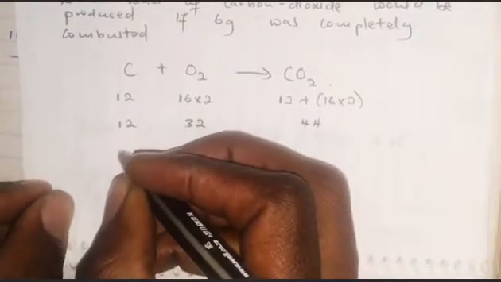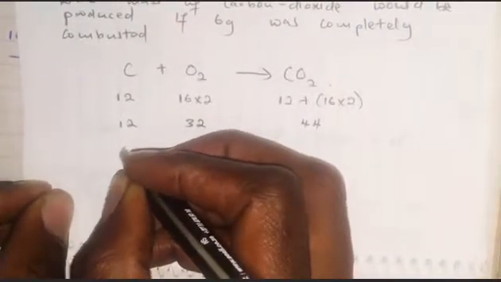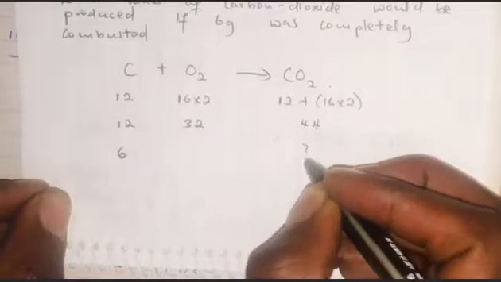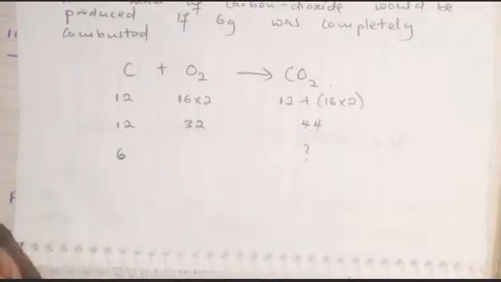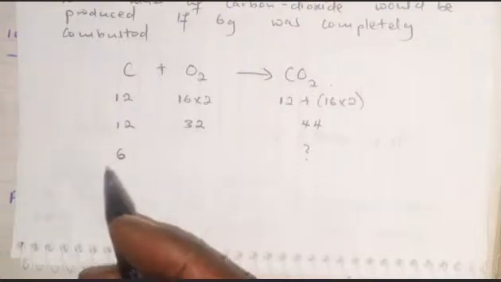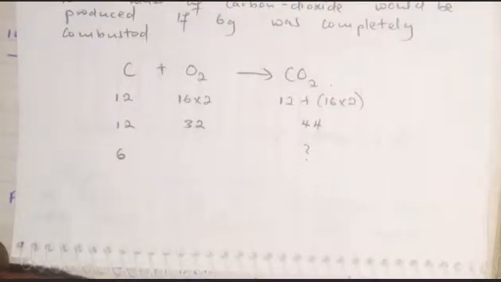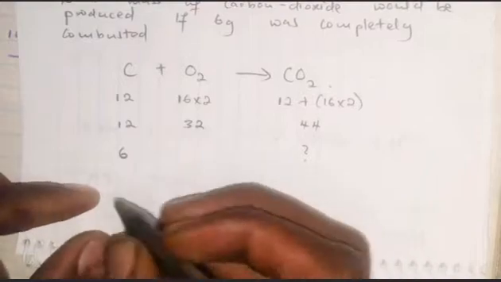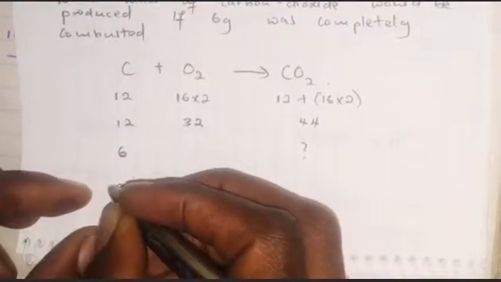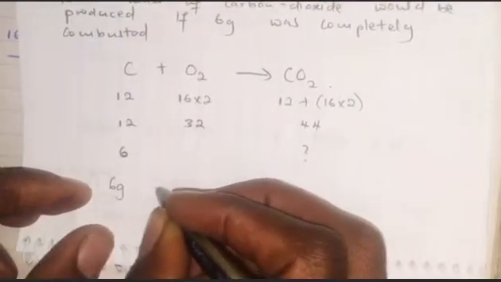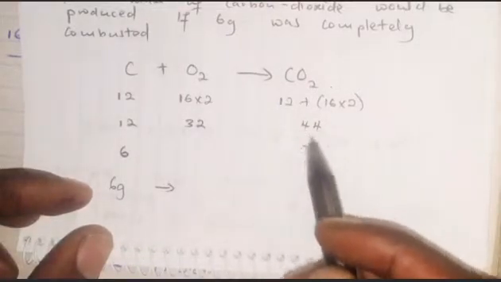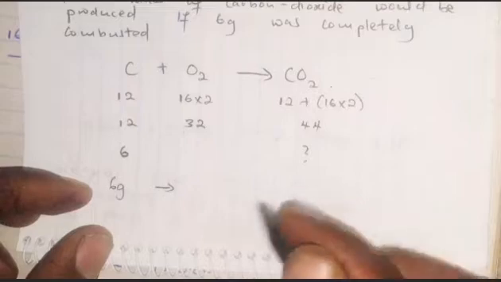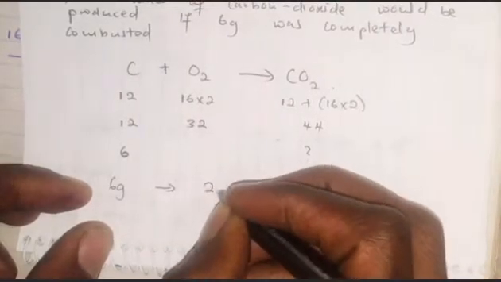Then 6 grams of carbon, what are we going to produce here? We see that 12 grams produces 44, then 6 is half of 12, meaning that 6 grams was going to produce half of the carbon dioxide, meaning it was going to produce 22 grams here.